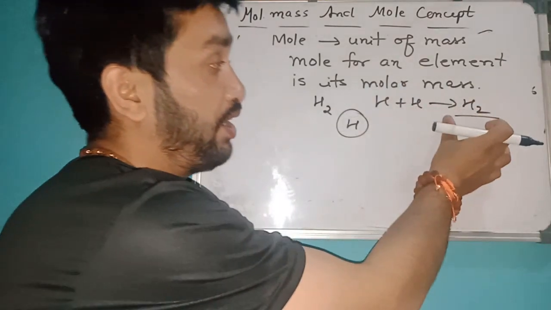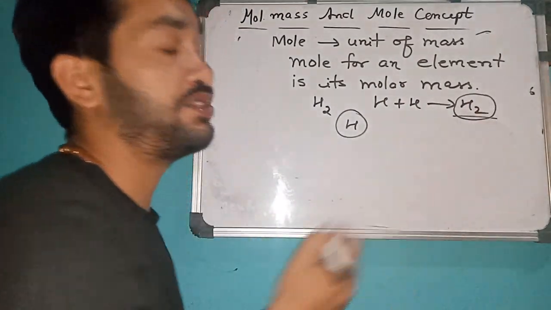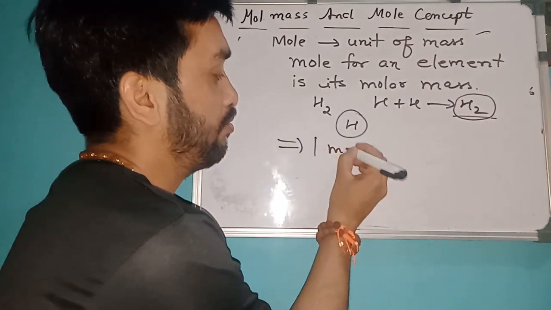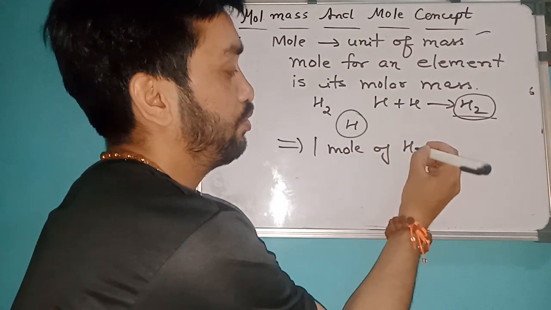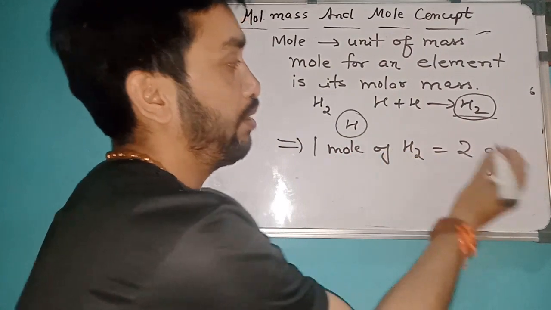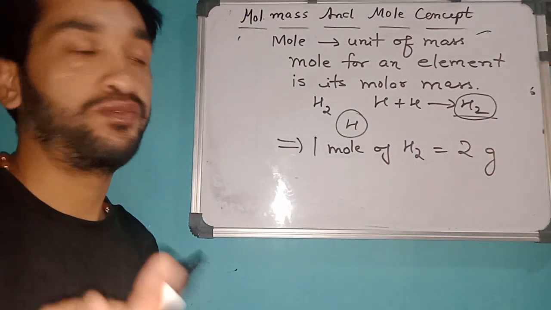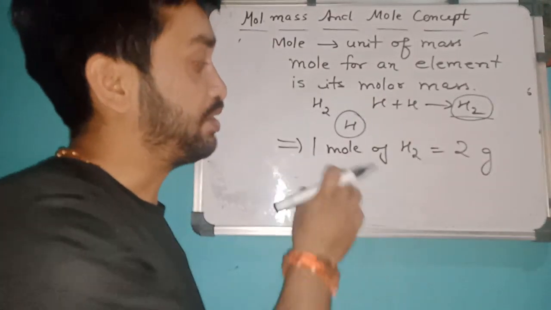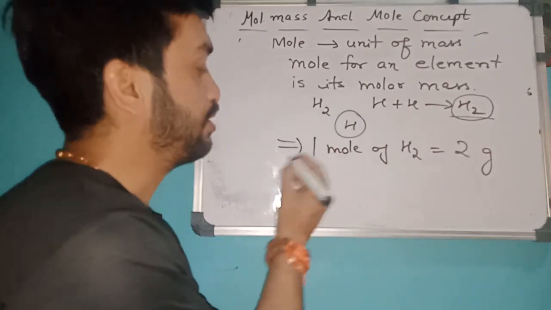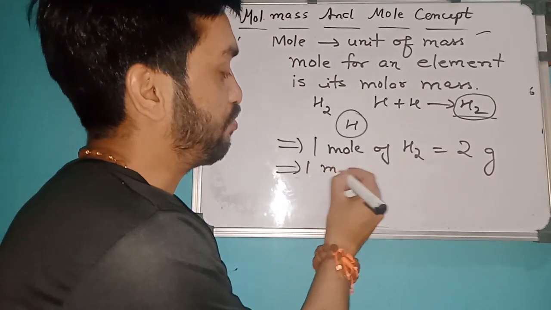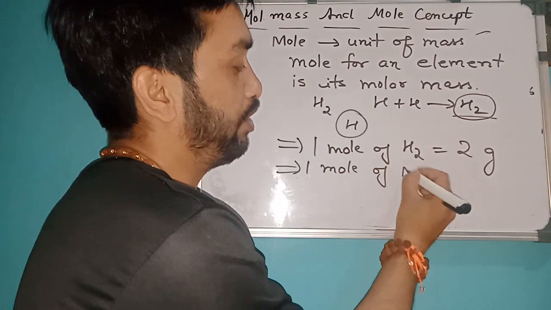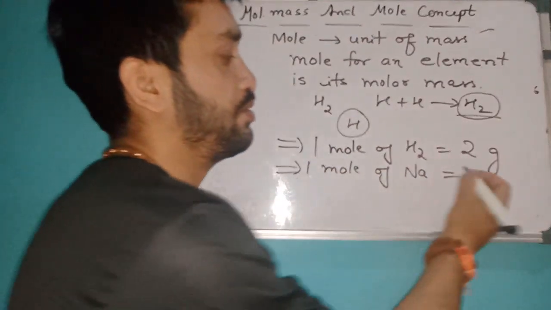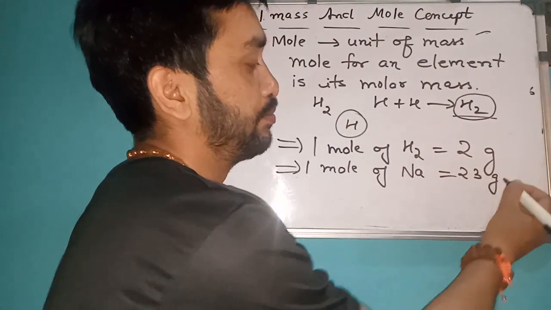Now the weight, whatever comes for this, is the weight for 1 mole of hydrogen. It implies that 1 mole of hydrogen is equal to 2 gram. How 2 gram? 1 into 2, because the weight of a single hydrogen atom is 1, so 1 into 2 gram. But this won't be the answer for other elements. For example, what will be the mass for 1 mole of sodium, Na? Na mass is 23 gram.